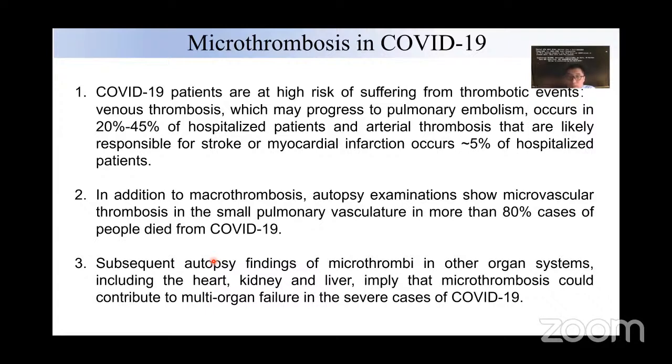died of COVID-19. In addition to the microthrombosis occurring in the lung, later studies show that microthrombi can be detected in other vital organs, such as the heart, kidney, and liver. All these findings indicate that this small-scale thrombosis could be the key driver, or the main reason, that caused the multi-organ failure in the severe cases of COVID-19.